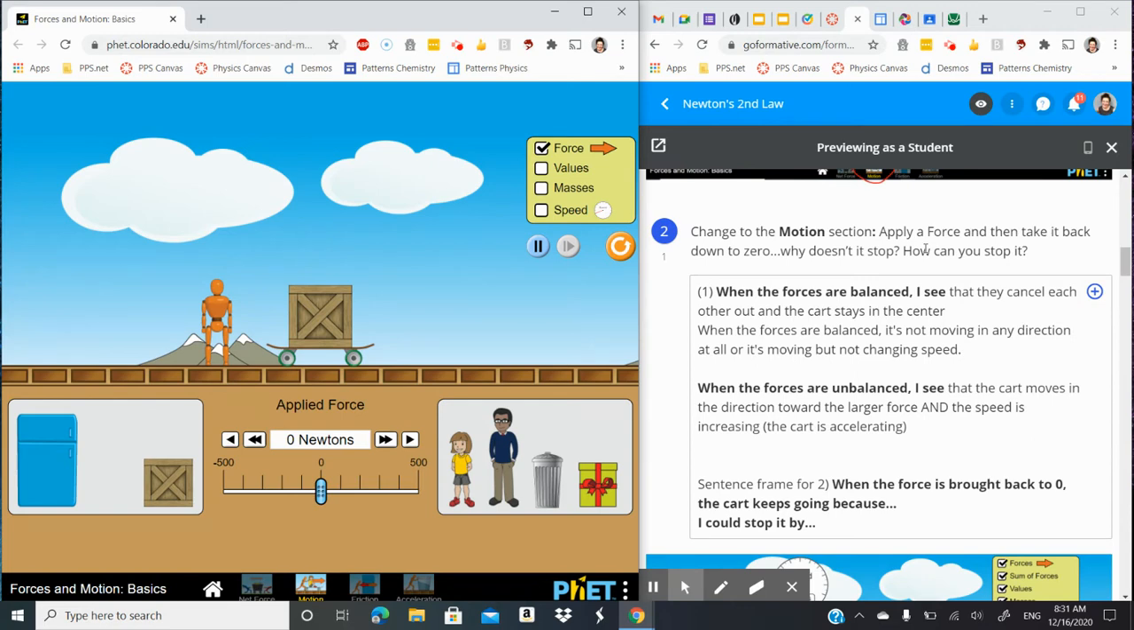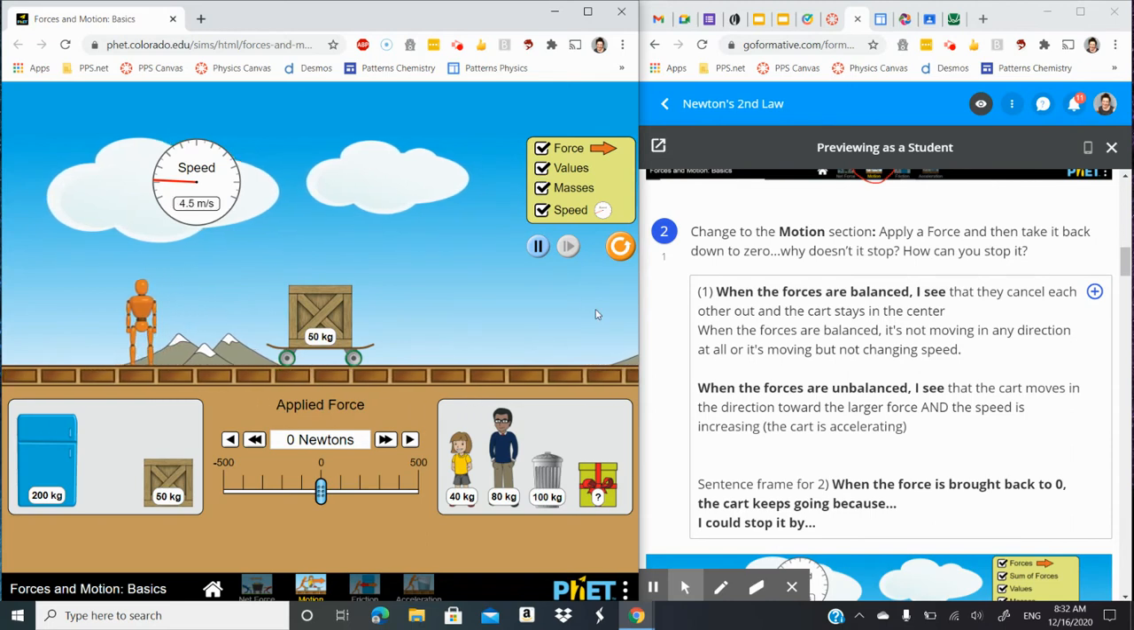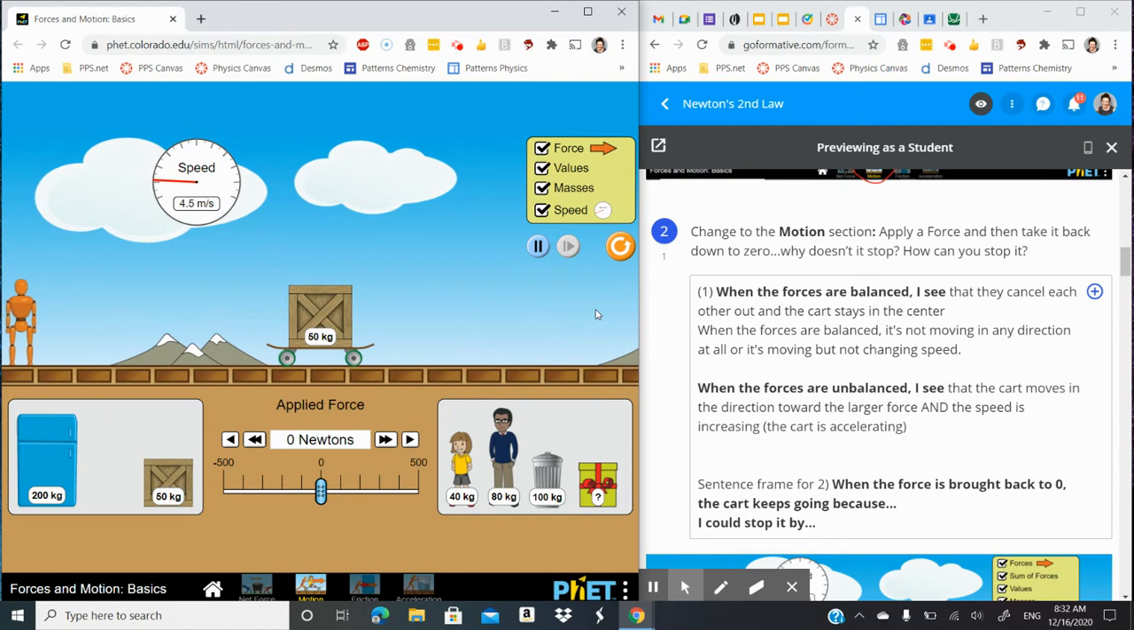So question 2 is asking us to change to the motion section, apply a force, and then take it back down to 0. Why doesn't it stop, and how can you stop it? So I can apply a force, and then I take it down to 0. The reason that this doesn't stop is because this is a magical land of no friction.